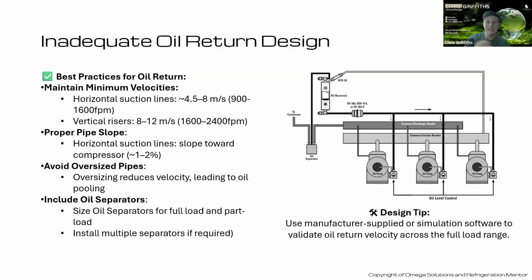Some people believe or specify that as long as it's greater than 0.5% or 1 in 200 fall, that should be okay. I'd rather it go to at least a 1% fall or 1 in 100. So over 100 inches, it drops down by 1 inch. Avoiding oversized pipe work: oversizing reduces velocity, leading to oil pooling, and avoiding costly errors. Oversizing, you're going to have more expensive pipe work.